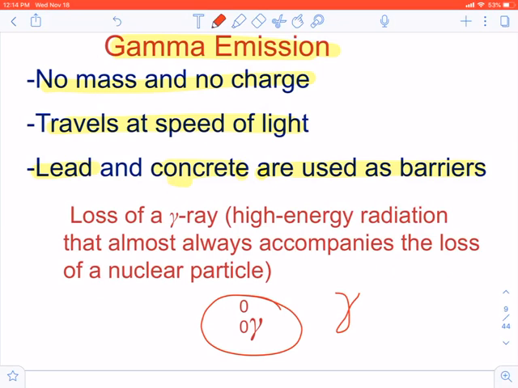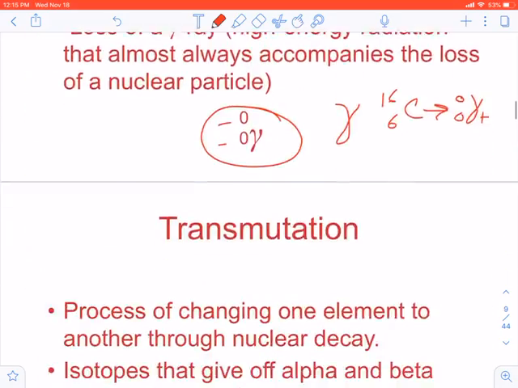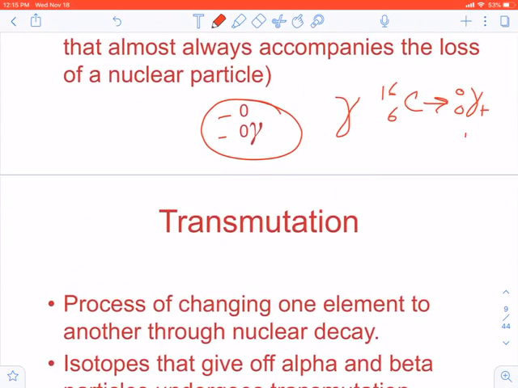Okay, it's right here. And notice the math of it is 0, 0, so you don't need to worry about it. So if we were to do an example, say carbon-16, going through a gamma, you would literally write 0, 0 gamma plus 16 carbon over 6, because nothing would change because of the 0, 0.